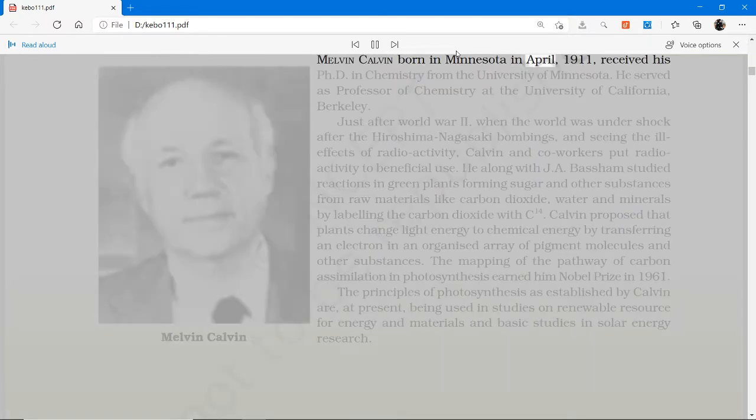Melvin Calvin, born in Minnesota in April 1911, received his Ph.D. in chemistry from the University of Minnesota. He served as professor of chemistry at the University of California, Berkeley. Just after World War II, when the world was under shock after the Hiroshima-Nagasaki bombings, and seeing the ill effects of radioactivity, Calvin and co-workers put radioactivity to beneficial use.